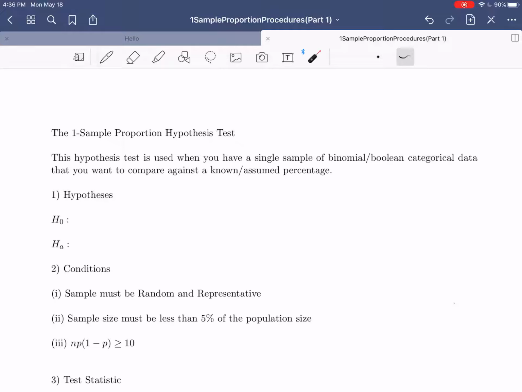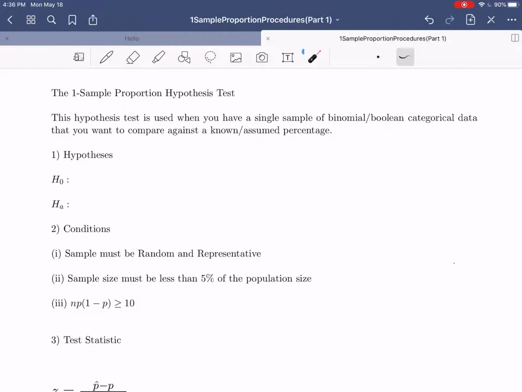Notice that this is also very similar to how we talked about the one sample mean procedure, right? We're going to be taking our single sample of categorical data and comparing it against a known or assumed percentage. Just like when we were doing the one sample mean procedure, we'd have to compare it against a known or assumed average. It's going to have the same structure in the sense that there's going to be 5 steps here. And let's talk about what the hypotheses are going to look like.